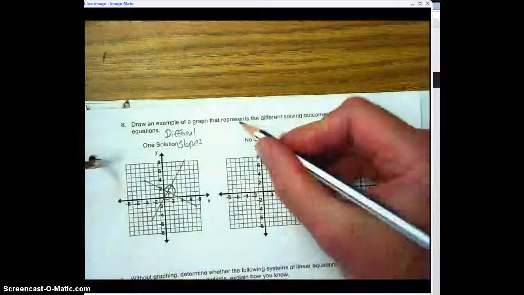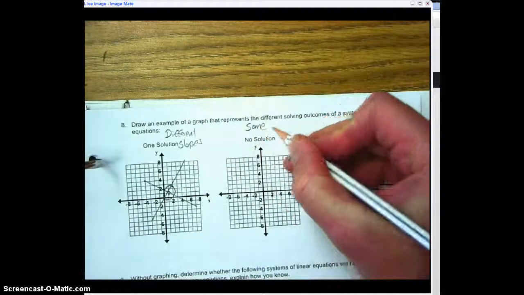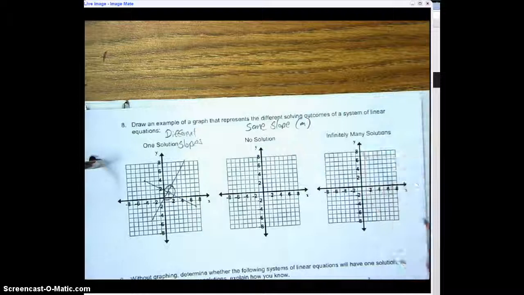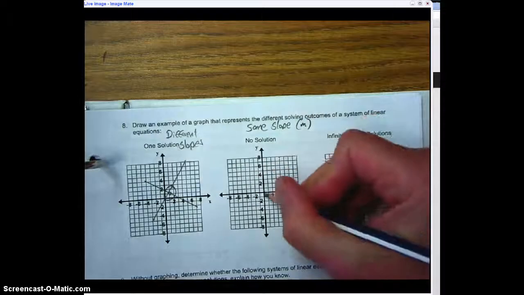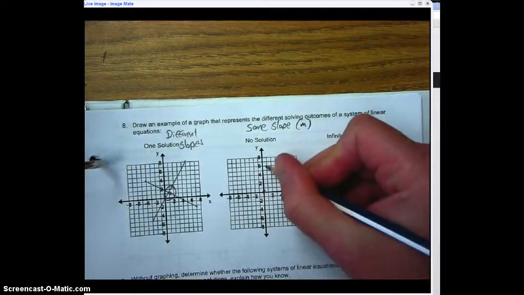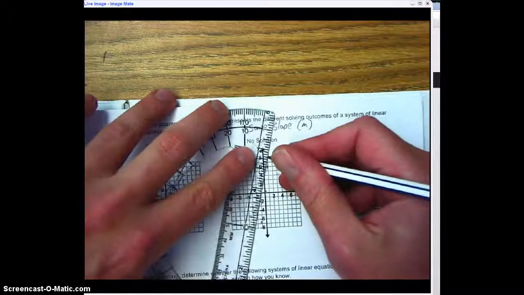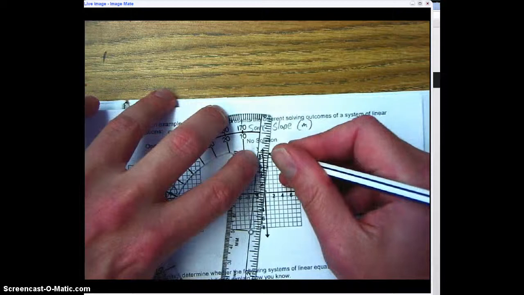No solution means that they have the same slope, which is m. So I'm going to draw a line, maybe let's see, we start here at 0 and go up to 6 and then down to negative 6. So if I draw that line, there's one line. I'm just making up a line here. It doesn't matter where I draw it.